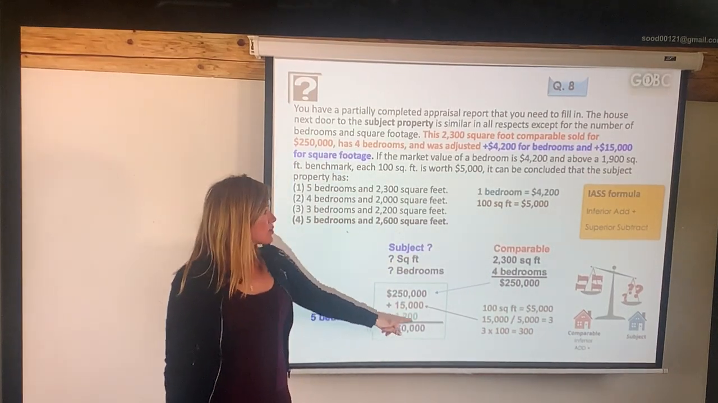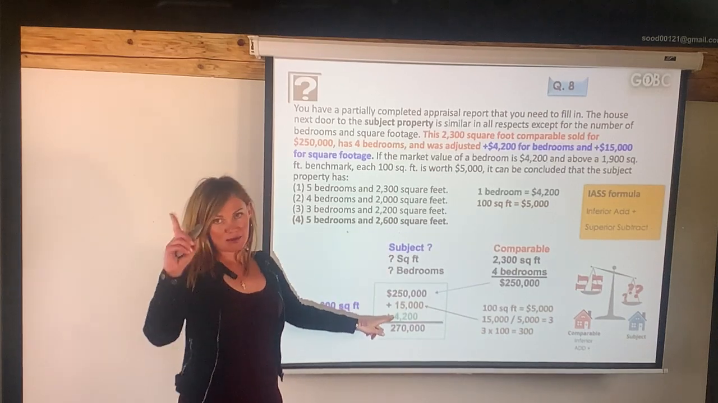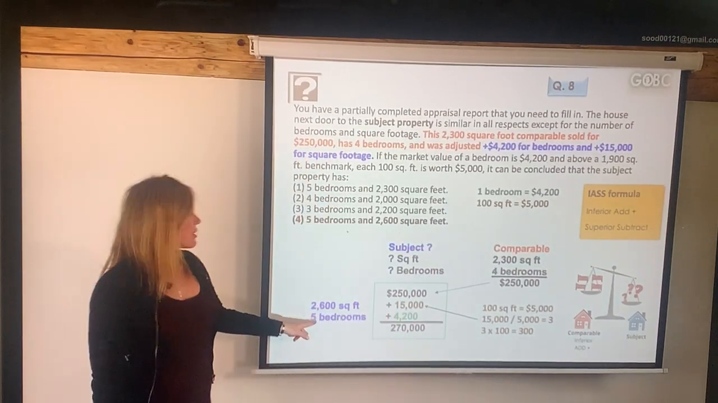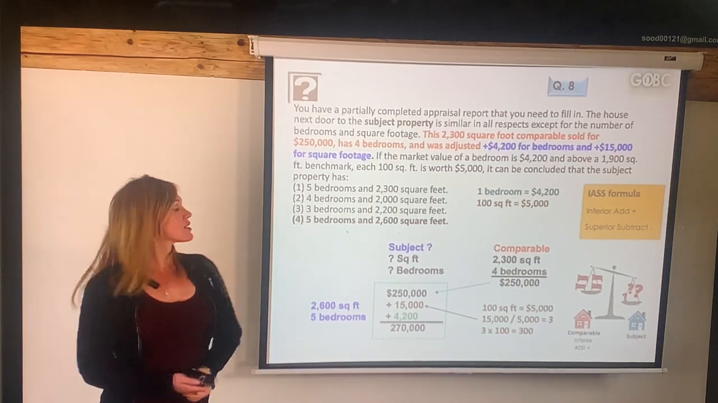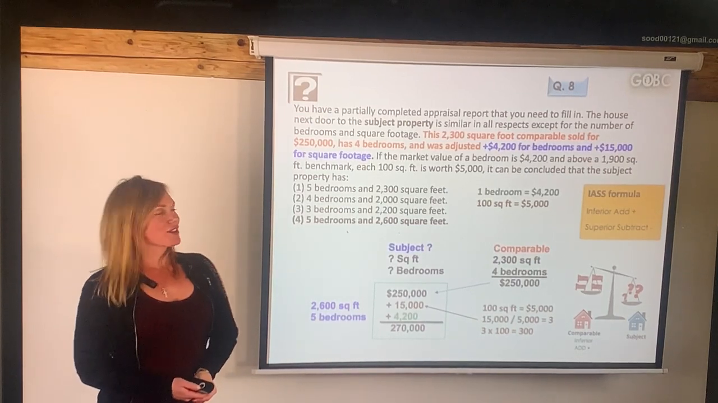If I did plus 4,200 for the bedroom, that means my subject property has an extra 1 bedroom. So 4 plus 1, that gives me 5 bedrooms. So that's the information that you have for your subject property. In real life, you don't have to do any of this.